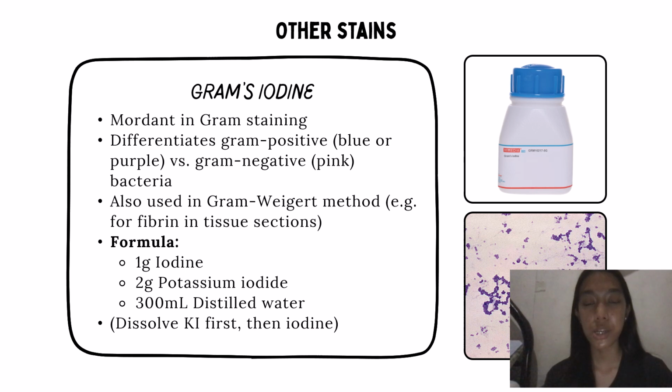It helps to differentiate gram-positive bacteria that stain blue or purple from gram-negative bacteria which stain pink. It is also used in the Gram-Weigert method for staining elements like fibrin in tissue sections. The solution is prepared by dissolving 2 grams of potassium iodide in water first, then adding 1 gram of iodine and bringing the volume up to 300 ml with distilled water.